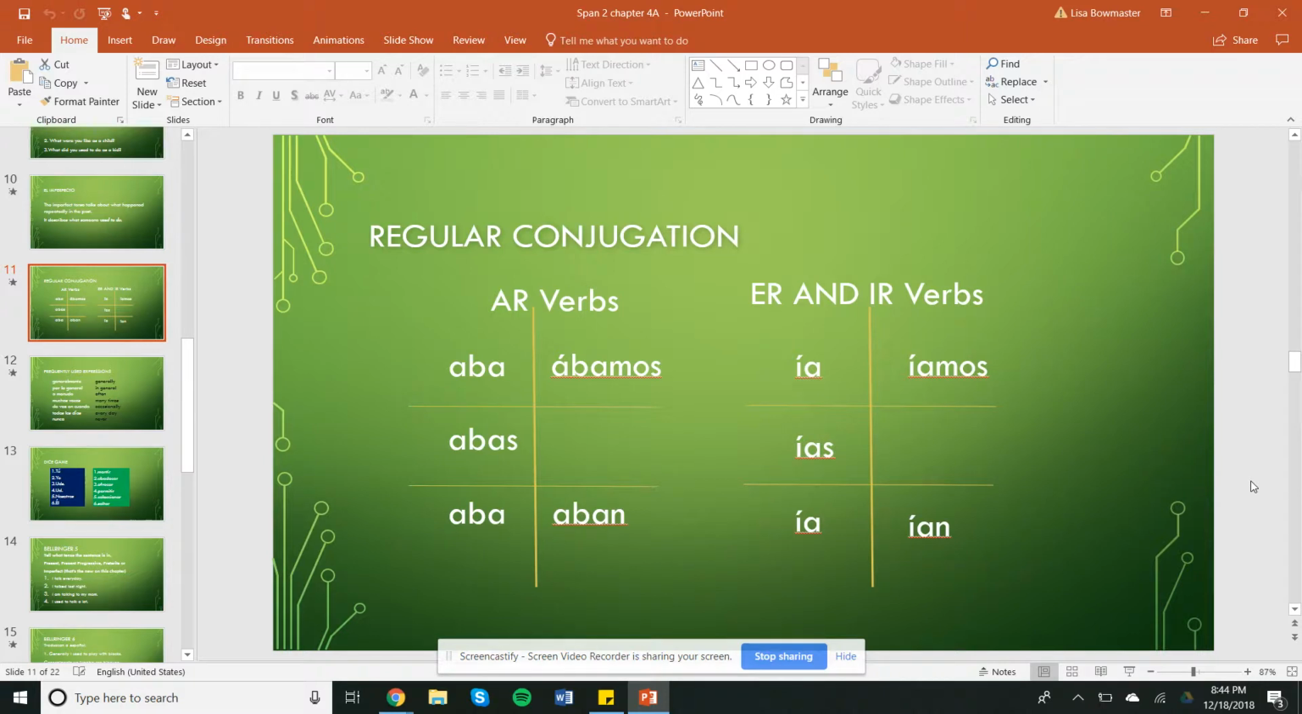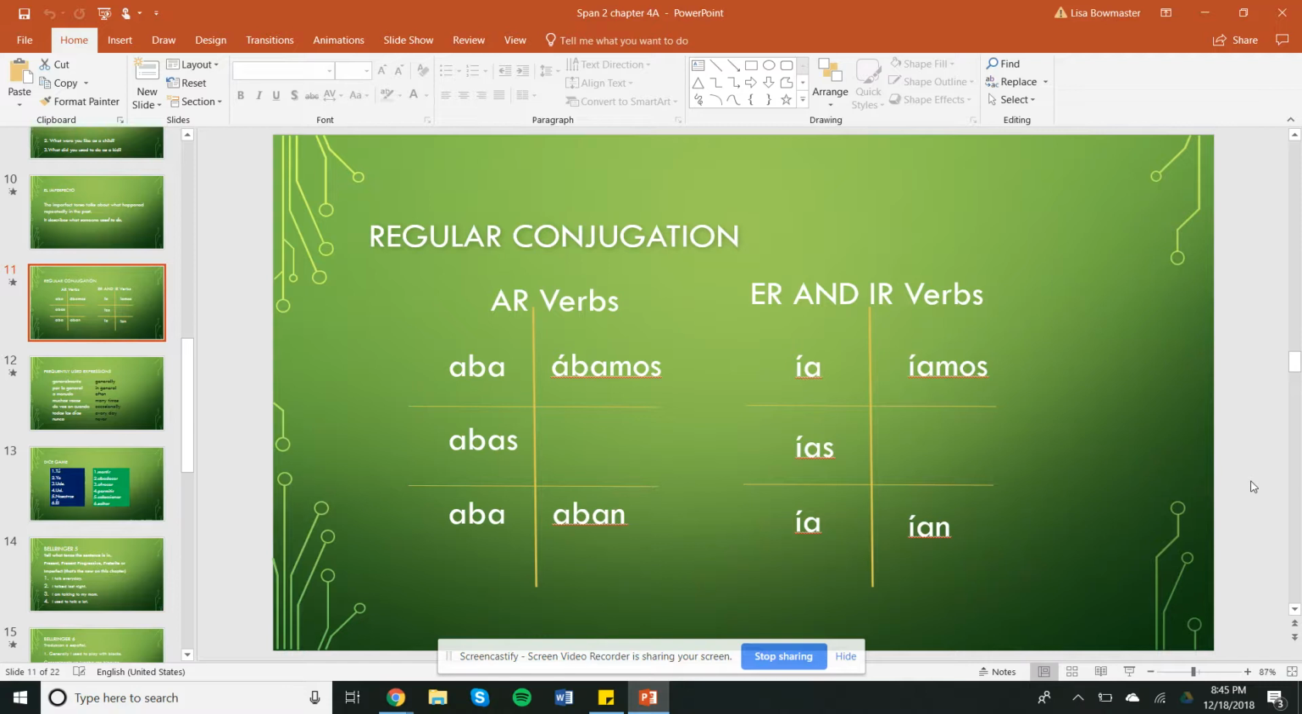Really, so we might have to include the yo, the él, the ella, the usted more often when we're writing. Also notice in the AR verbs, there's only one with an accent, and that's ábamos. It's because it's ábamos, three syllables, so we want to emphasize the right syllable. ER verbs, they all have the accent on the I. Ía, ías, ía, íamos, ían.